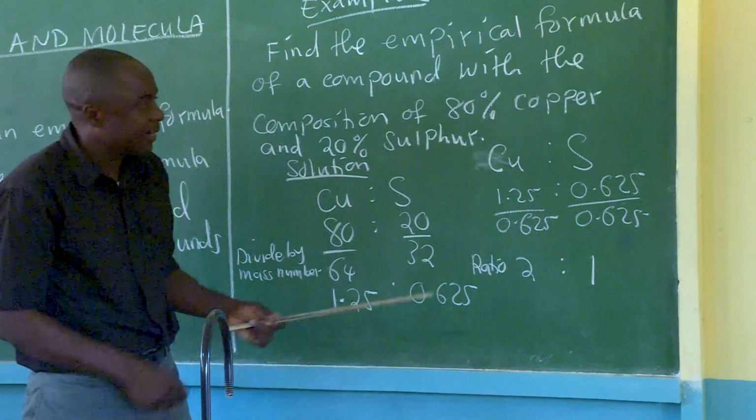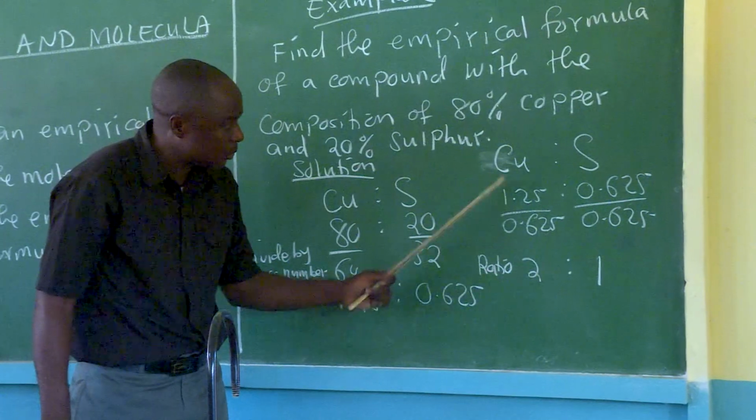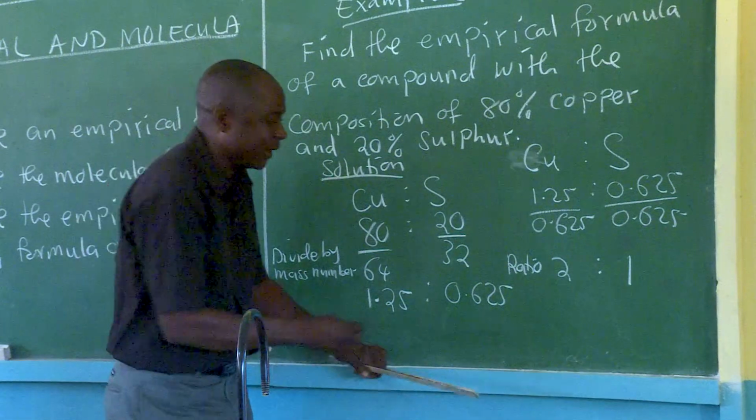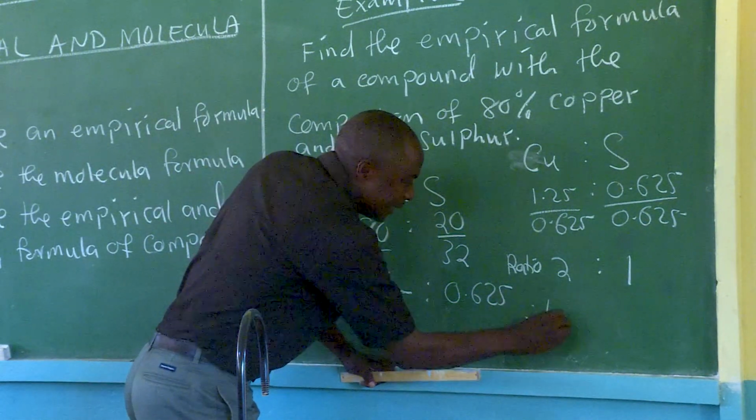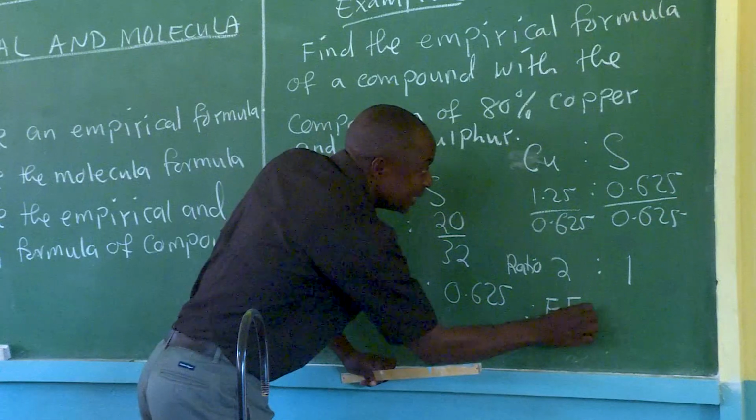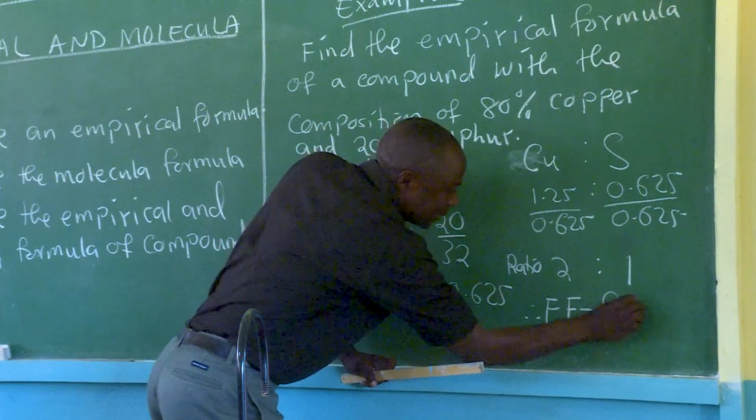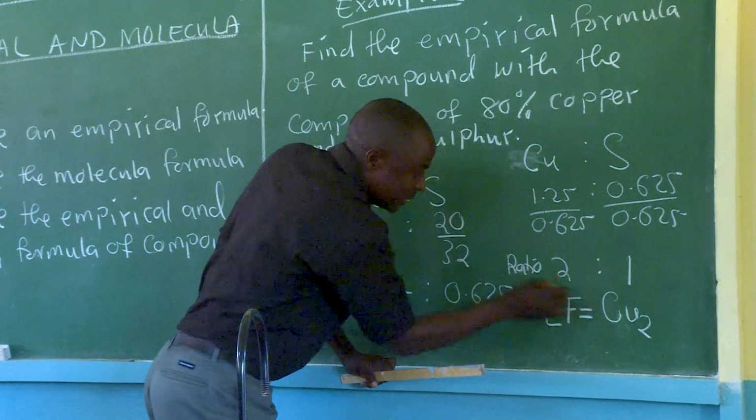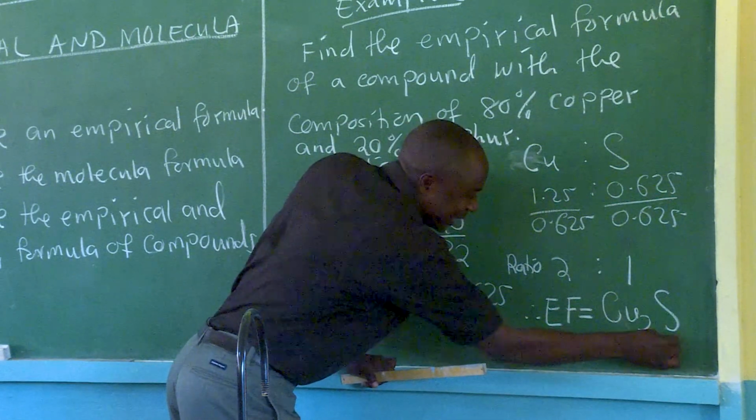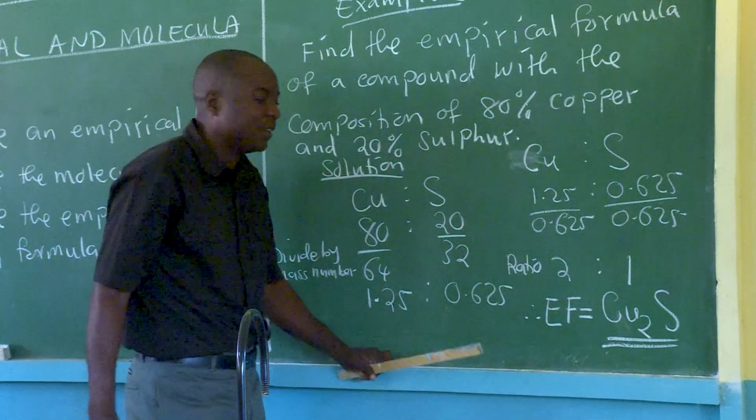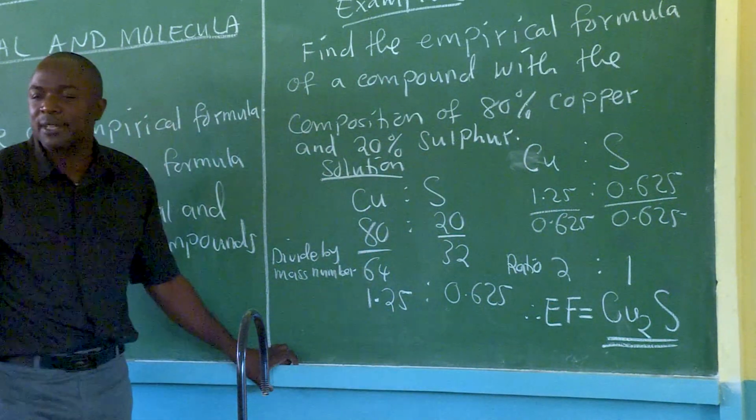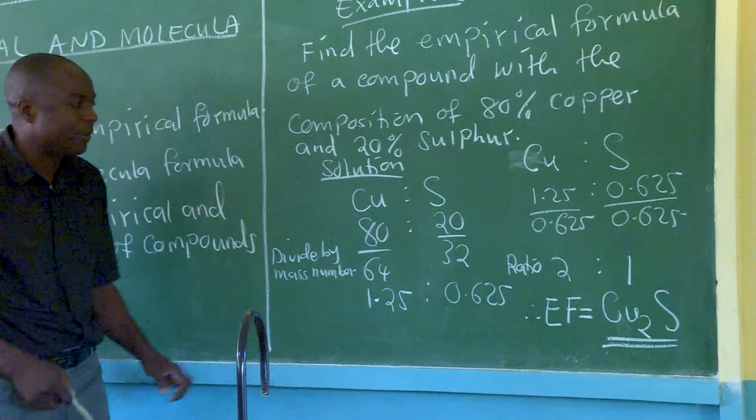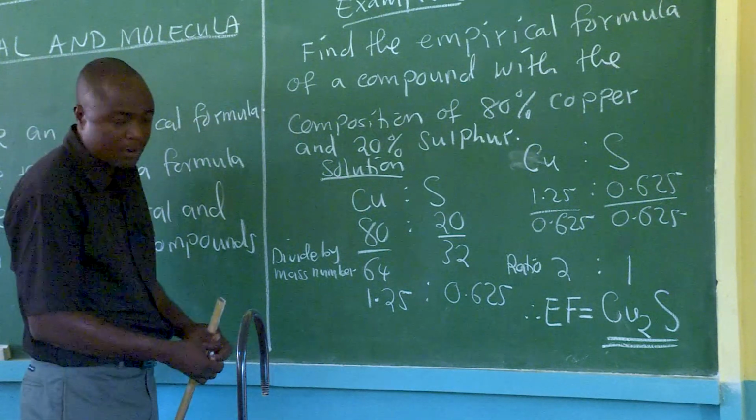Which means in this compound there is 2 copper and 1 sulfur. Therefore, the empirical formula is simply copper, you write copper like that, then 2, this 2 which is here, and the sulfur like that. So this is it, the empirical formula. Are we okay? Yes. This is how you go about calculating the empirical formula.